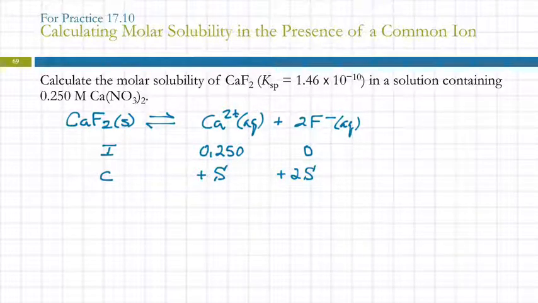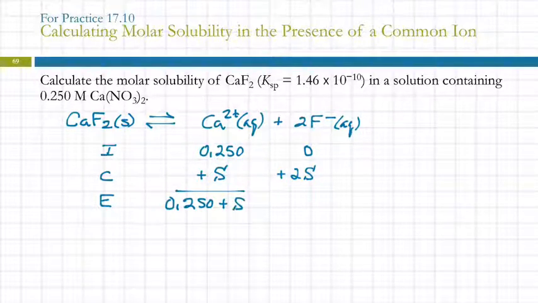So for every 1 mole of calcium fluoride, we end up with 3 moles of ions, because they come apart. It's not that we're making new things. They're just coming apart. So now equilibrium is going to be 0.250 plus S. And for the fluoride, it's just going to be 2S.